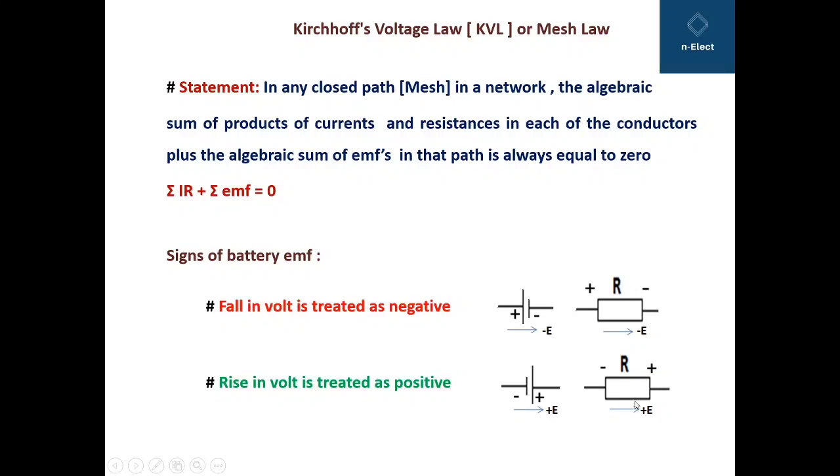Similarly, across the resistance, suppose the voltage drop is like this: on this side the voltage polarity is plus and on this side it is negative, and the current direction is from left to right. It means we are going from the lower voltage side to the higher voltage side, so it will be treated as positive voltage. The resultant voltage will be positive, that is plus E.